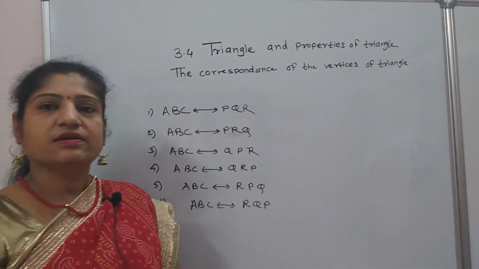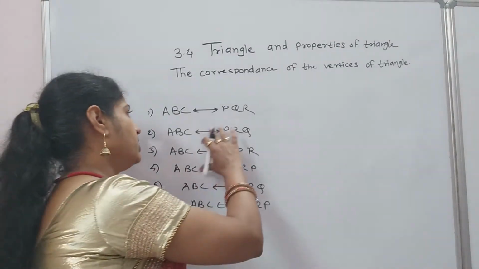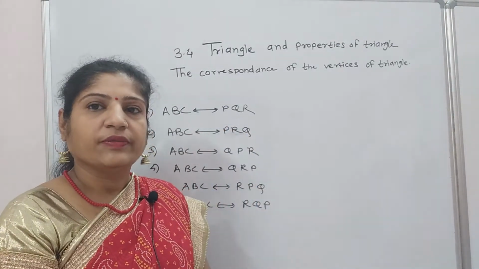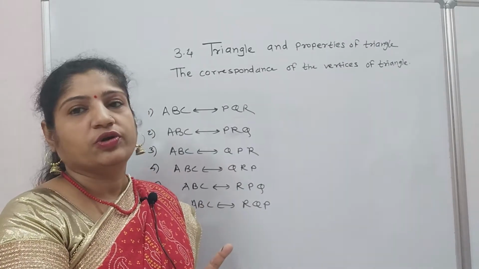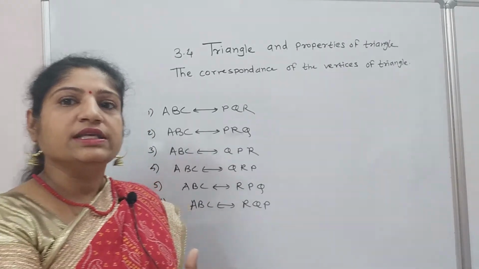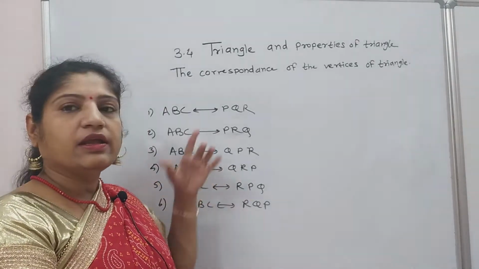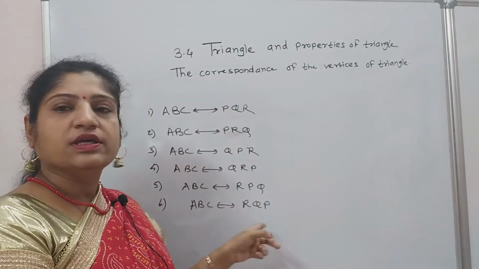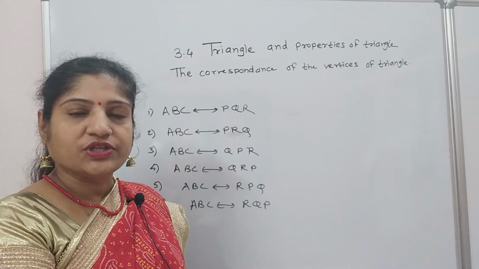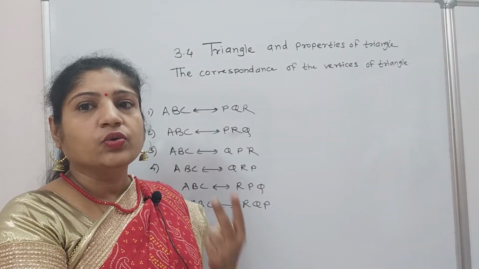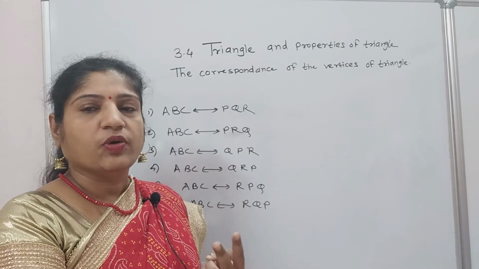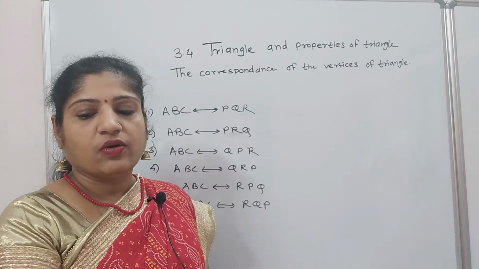There are six ways we can write the correspondence, and two triangles are congruent by only one correspondence. But if it is an equilateral triangle, take any correspondence, the triangles are congruent to each other. And when the triangle is an isosceles triangle, in two corresponding ways, the triangles are congruent.